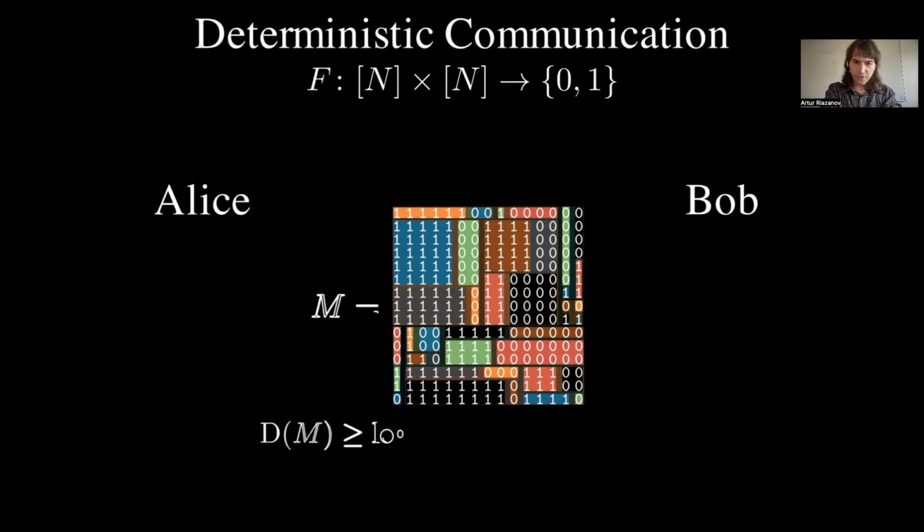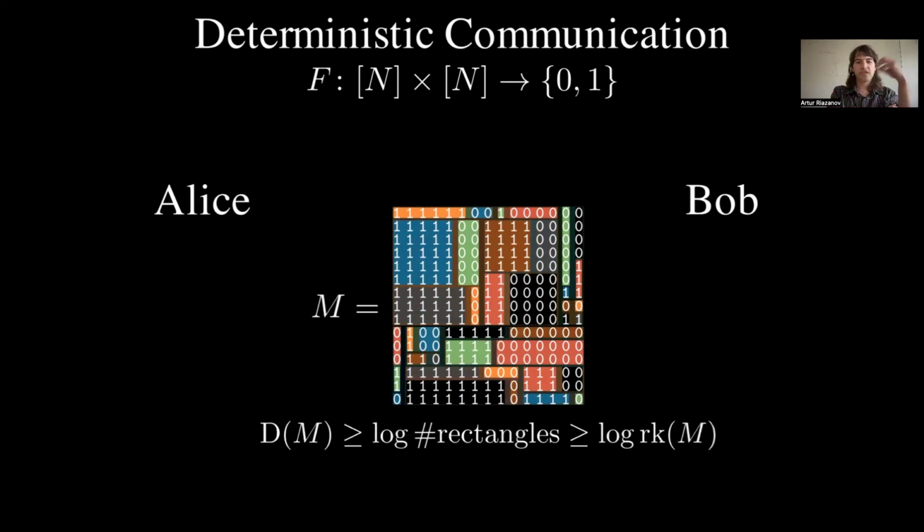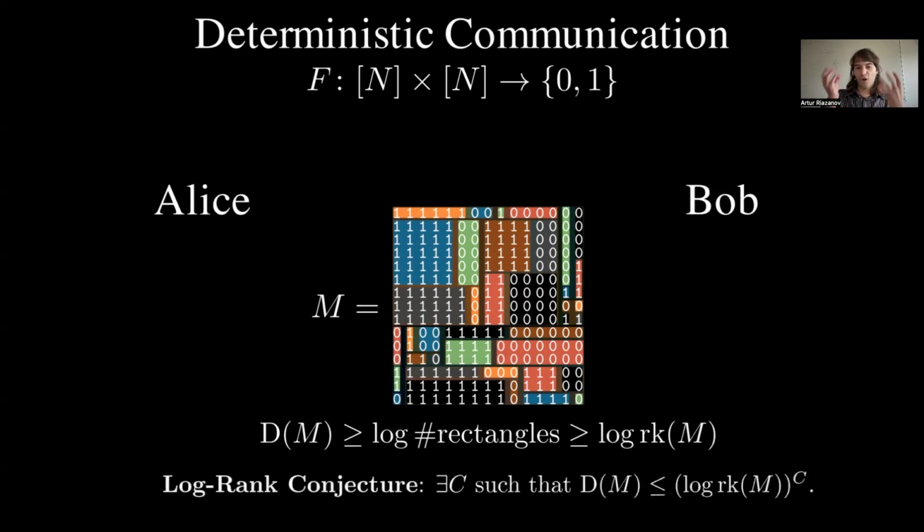From this, you can notice that deterministic communication complexity is at least log of the rank of the matrix, because each of these rectangles is a matrix of rank at most 1. So our communication matrix is the sum of these rank 1 matrices, and there are about 2 to the communication complexity of them. That's where we get our inequality. The famous log-rank conjecture says that this inequality holds in the opposite direction, maybe with some polynomial factor: communication complexity can be upper bounded by log rank to some power c.